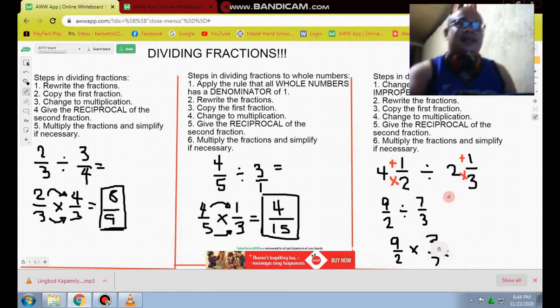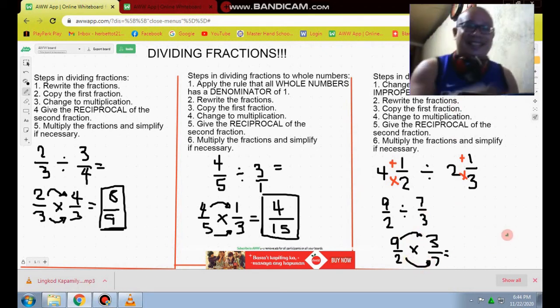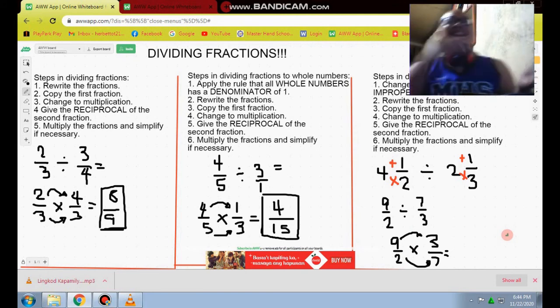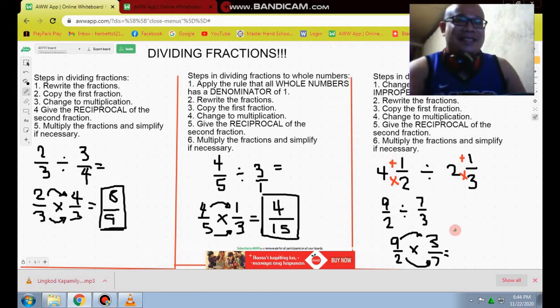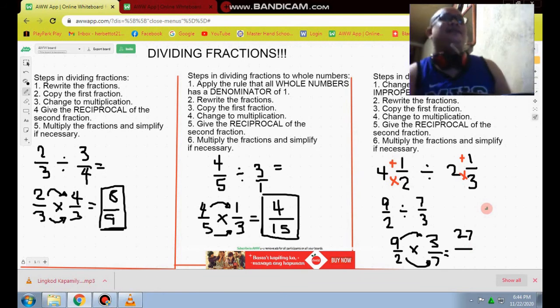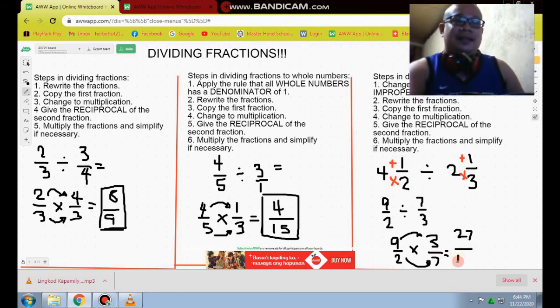So, next is to multiply. So, let's multiply numerator to numerator and denominator to denominator. Alright. Ayan. So, 9 times 3. So, it is not 36 now. It's 27. Ayan. So, okay. And then, 2 times 7 is we have 14. Okay. Ayan, class. So, ang sagot natin is improper fraction.